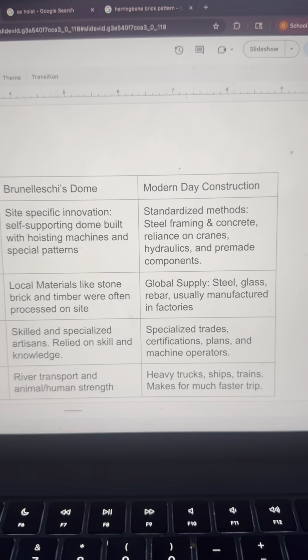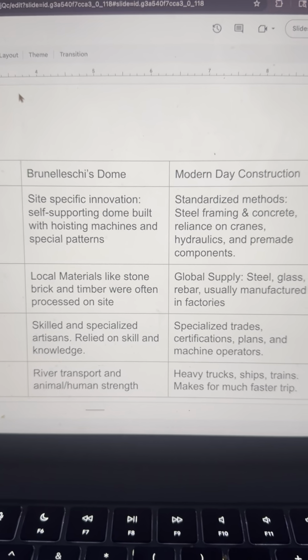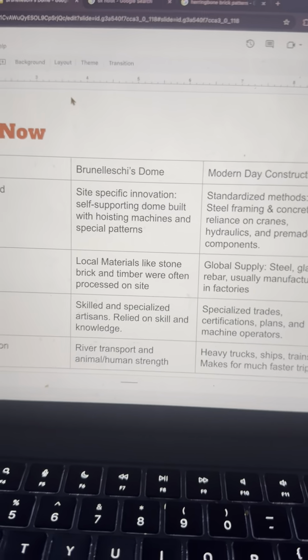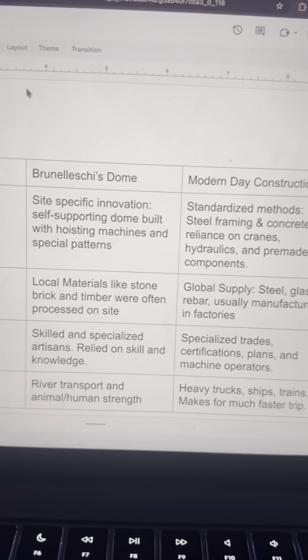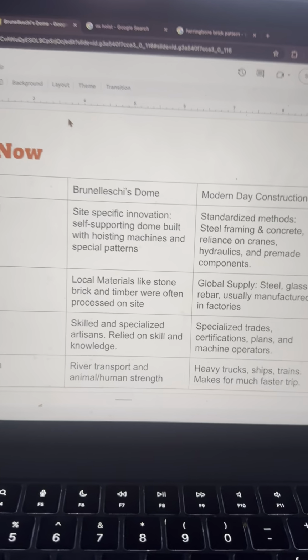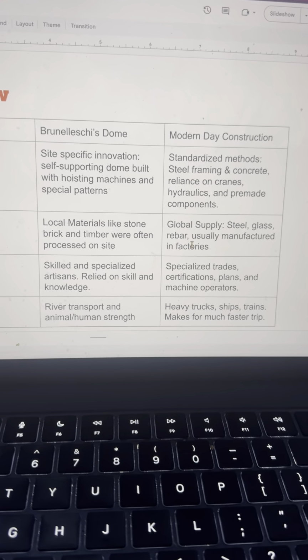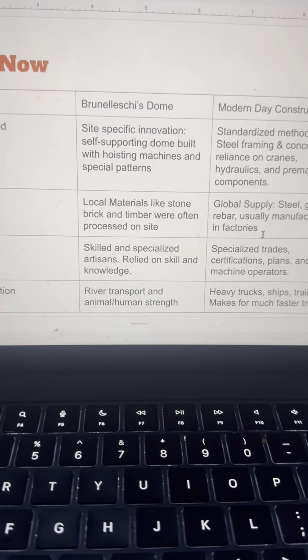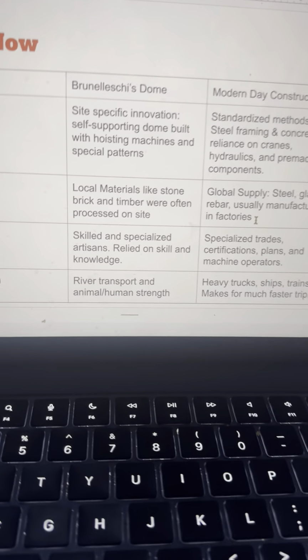A quick then versus now. Standardized methods would be used today, like concrete, reliance on cranes, hydraulics, and pre-made components, while back then site-specific innovation was used, with a self-supporting dome built with hoisting machines and special patterns. As you can see, today we would use steel, glass, and rebar, usually manufactured in factories. Back then it would be stone, brick, and timber, often processed on the site.